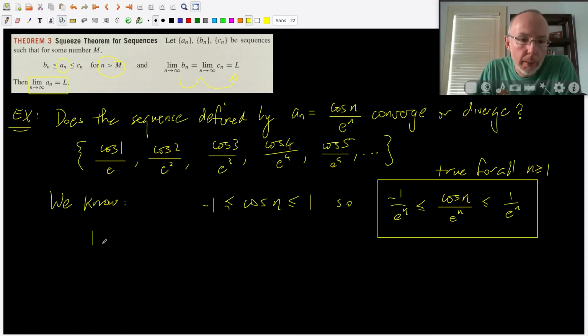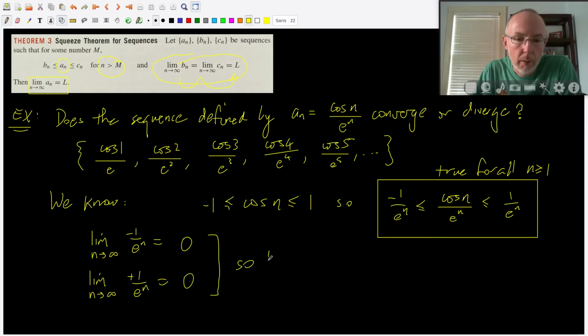So two things we need to know before we can take the squeeze theorem and use it are these two limits. They have to be the same for the squeeze theorem to be useful. And if you think about the exponential increasing, it's going to infinity, it's in the denominator, so those two things must be 0. And so what we've got is we've set up this sequence that we're interested in to be trapped between two other sequences that we can take the limit of.